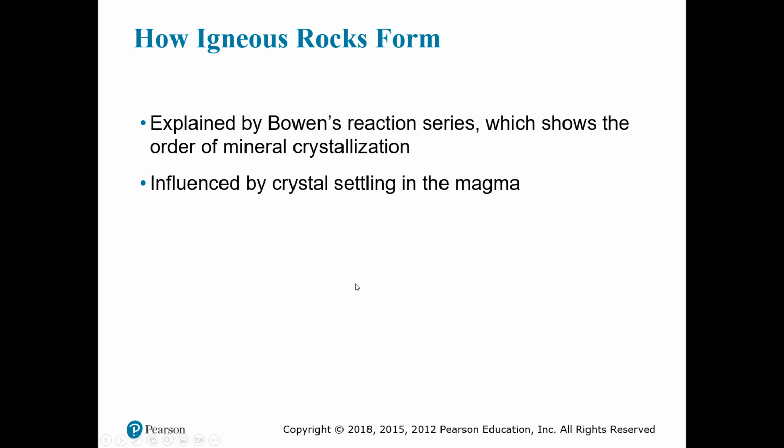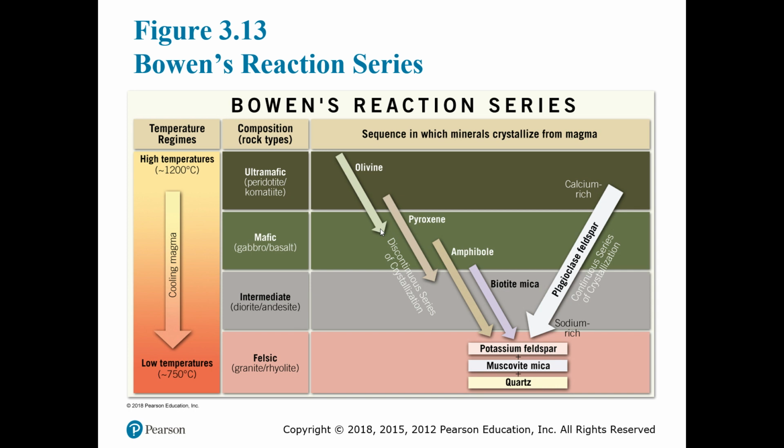How igneous rocks formed is explained by Bowen's reaction series. It shows the order in which minerals crystallize in terms of rising temperatures or falling temperatures. Take a minute to look at figure 3.13, Bowen's reaction series. As rocks are cooling, they start at high temperatures. As they start cooling, these are the minerals that will start to form. So olivine is a very mafic mineral. That's one of the first minerals that will form out of magma as it starts cooling.